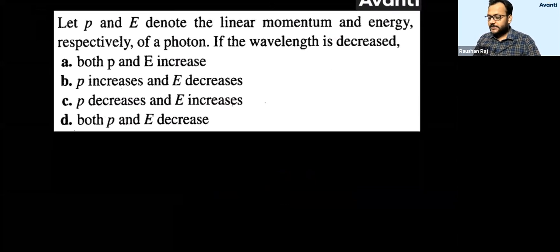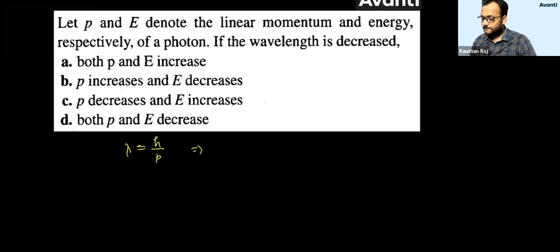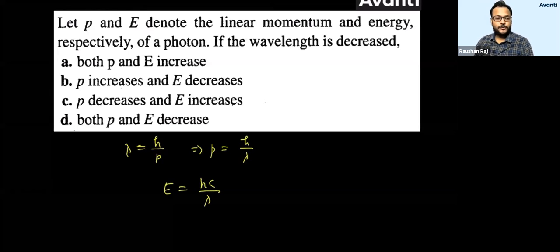So P is what, बच्चा? P is nothing but H by, or I can say lambda is equal to, देखो अभी कुछ देर पढ़ा है बच्चा आपने. Lambda is equal to H by P, and so I can write this as P will be equal to H by lambda. Energy is nothing but Hc by lambda. We have already studied this. Question भी solve किया.